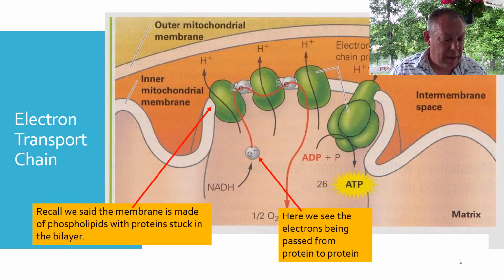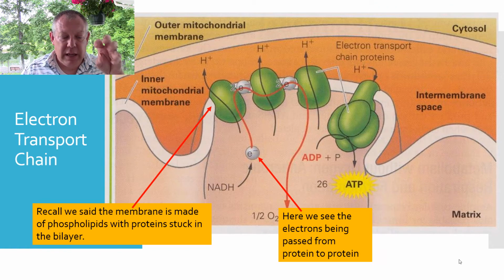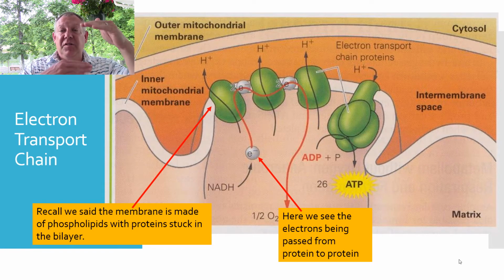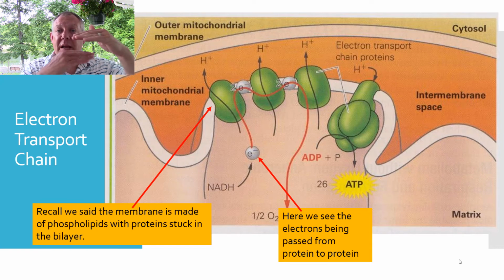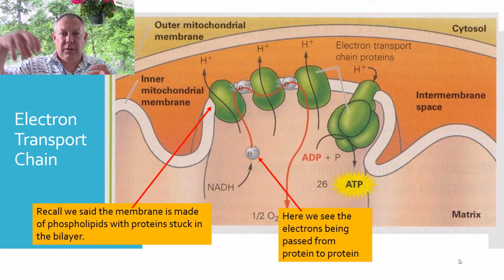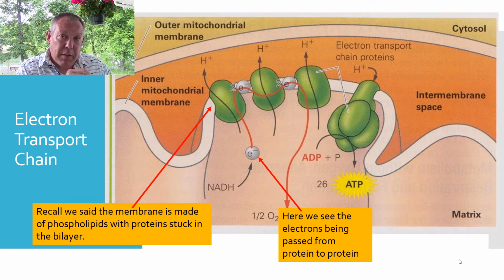So let's zoom in on that membrane. And so we've just zoomed in on that inner membrane. In this picture, you can see the outer membrane and the inner membrane. Between these two is an area called the intermembrane space. Now remember, again, what a membrane is, right? It's a phospholipid bilayer with lots of protein stuck in it. This is no different. This is the same kind of membrane. And so that inner membrane is a phospholipid bilayer with lots of proteins stuck in it.